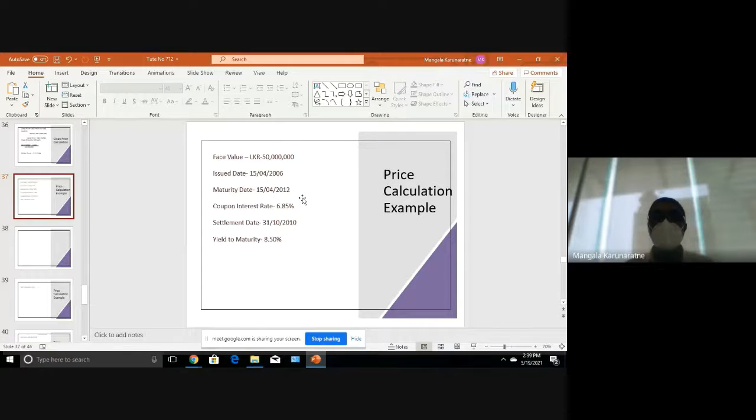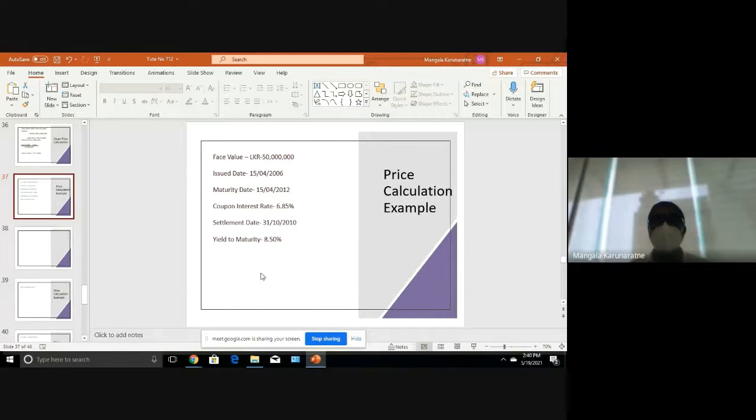5%. That is the same coupon interest rate. It is the same bond, but the only difference is the settlement date. This is 31/10/2010, and the yield to maturity here is 8.5. Earlier the settlement was 9th August, and the yield to maturity was 8.7. But here the yield to maturity is 8.5. So we can consider that we are in October 2010, on the 31st October 2010.